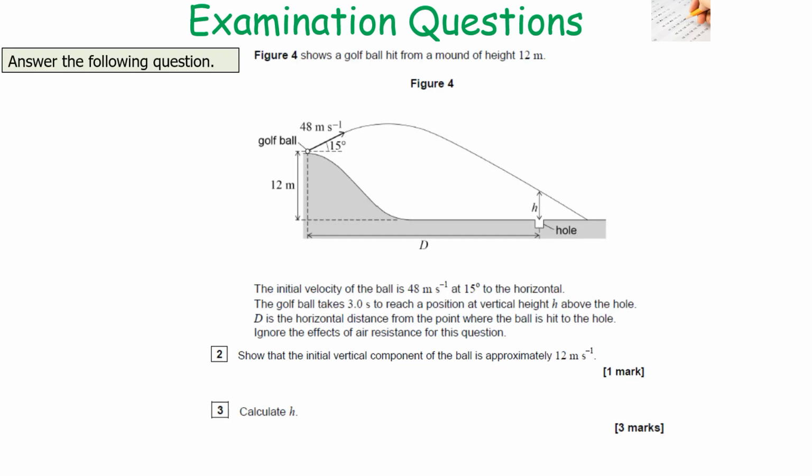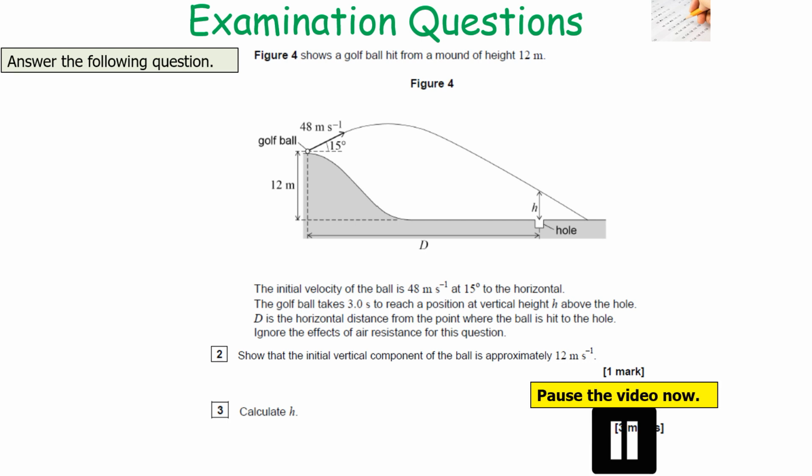Now this next question says, show that the initial vertical component of the ball is approximately 12 meters per second, and then calculate h. So pause the video now, then unpause the video when you want to go through your answer.